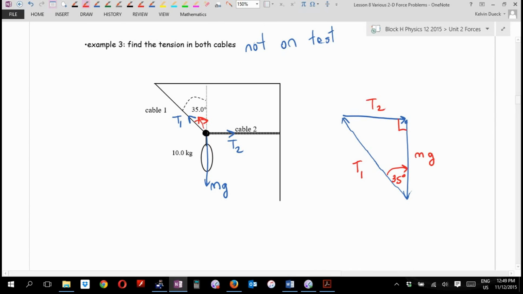Do we know the mass? Yeah. So then do we know mg? We're going to use that. Can you first of all, mg, opposite, adjacent, or hypotenuse? Tension 2, opposite or hypotenuse? Tension 1. Which trig function could I use to find tension 1?